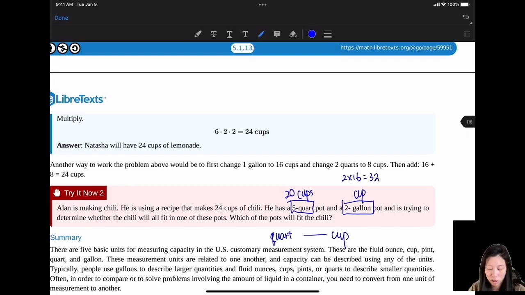So which one fits 24 cups of chili? The second one, right? The 2-gallon pot. So that means we want to choose the 2-gallon pot.